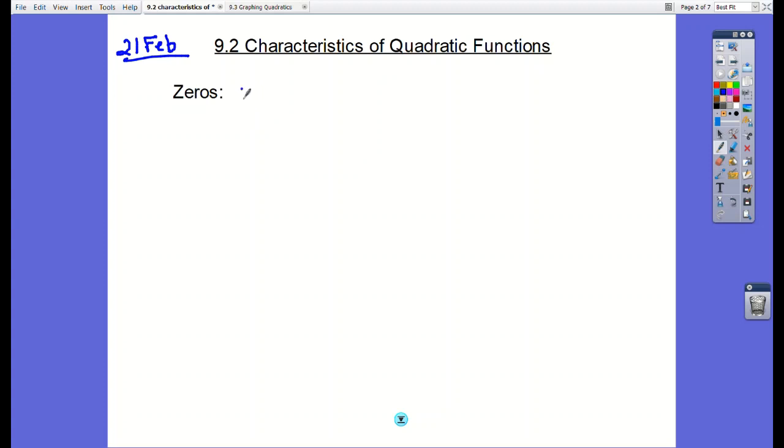So a zero is simply the x-intercept of a parabola, or in this case, a quadratic function, right? So it's just the x-intercept of a parabola. As we move on in chapter 9 and start solving quadratic equations, zero is also going to mean solution, so I think we might as well write that down as well. So it's the x-intercept, and at the same time, it's also going to be a solution, right?